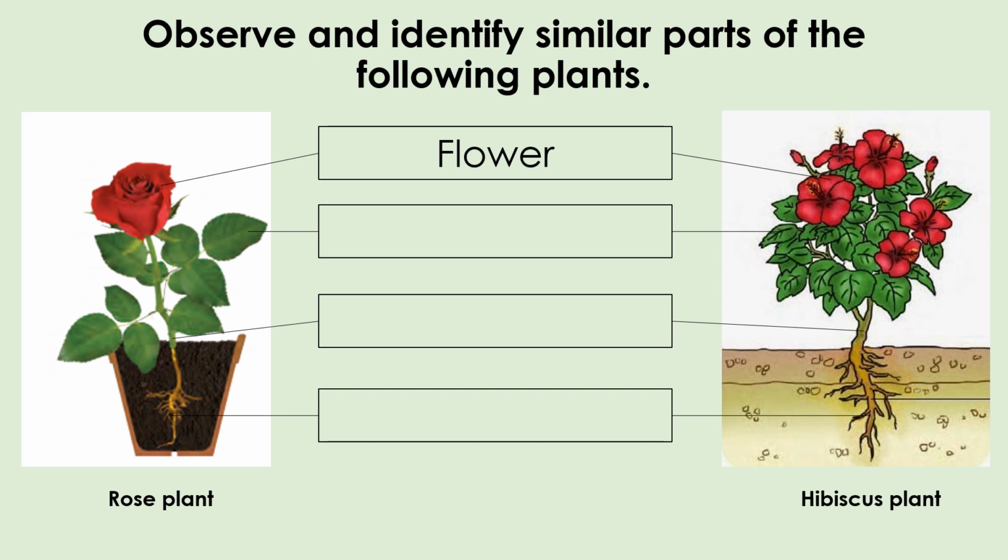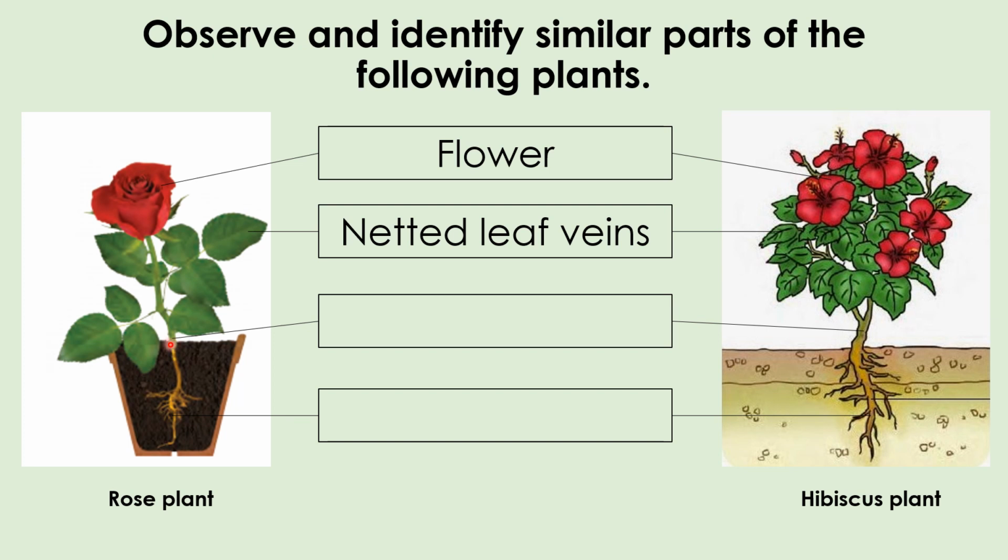Next, let's look at the leaf. Let's look at the leaf of the rose plant. The rose plant has leaf with netted vein, and the hibiscus plant also has leaf with netted vein. So we write netted leaf veins in this box.